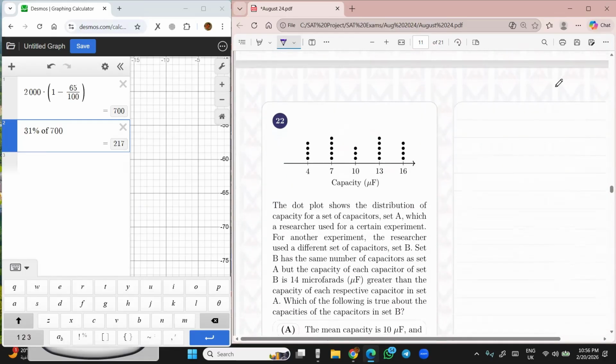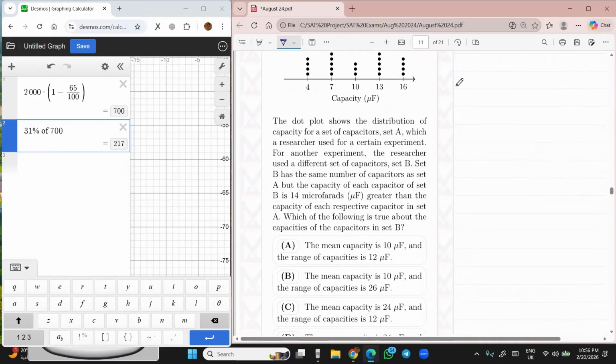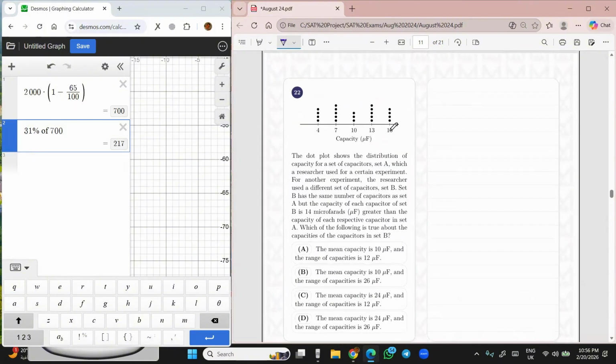And the last question is 22. Here we have some kind of dot plot. The dot plot shows the distribution of capacity for a set of capacitors, set A, which a researcher used for a certain experiment. For another experiment, the researcher used a different set of capacitors. Set B, this is set A.